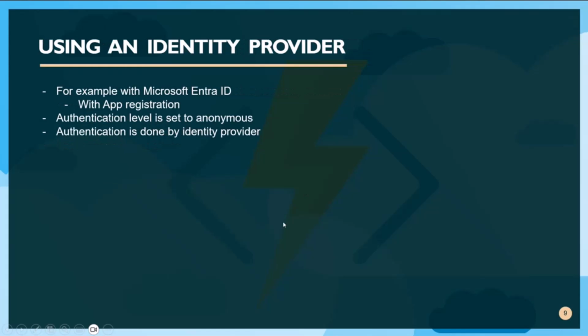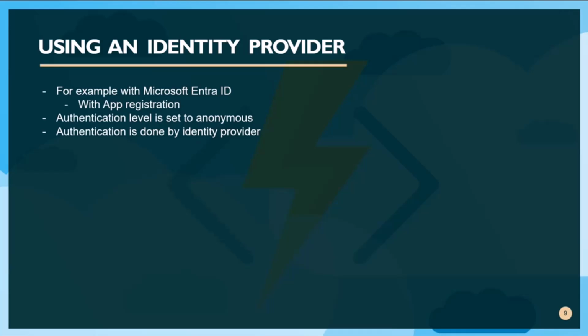Next to the authentication levels, you can also use an identity provider. And for me, that's the best case to use because that's for me the most secure way to use your Azure functions. You can do this by integrating an identity provider like Microsoft Entra ID, but it requires a little more configuration. You have to create an app registration from your Azure function. And you have to set up redirect URLs and obtain client credentials.